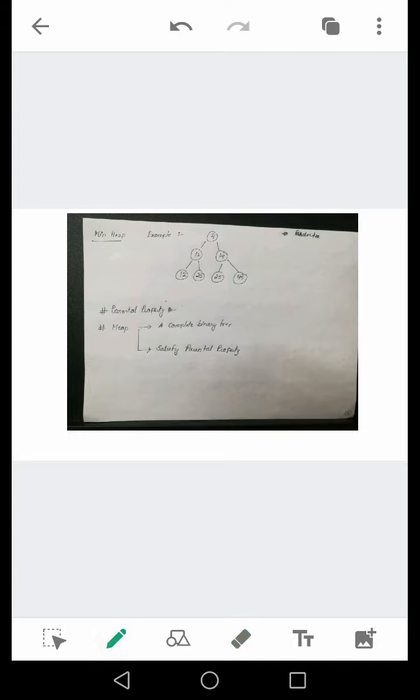Now we'll see the parental property, what it says. The parent being greater or lesser in a heap is called the parental property, and the heap should satisfy two things: it should be a complete binary tree, and second, it should satisfy the parental property.